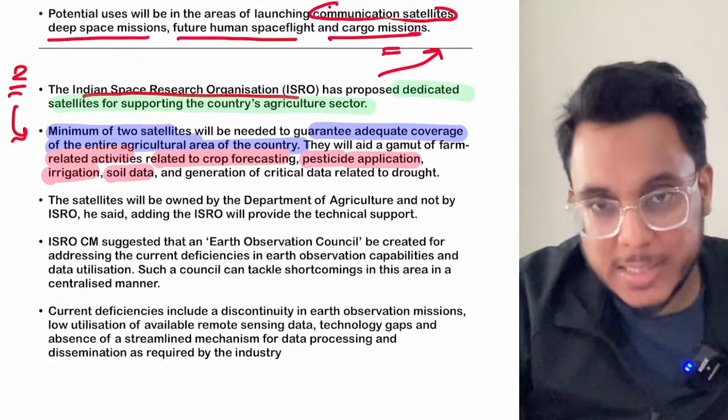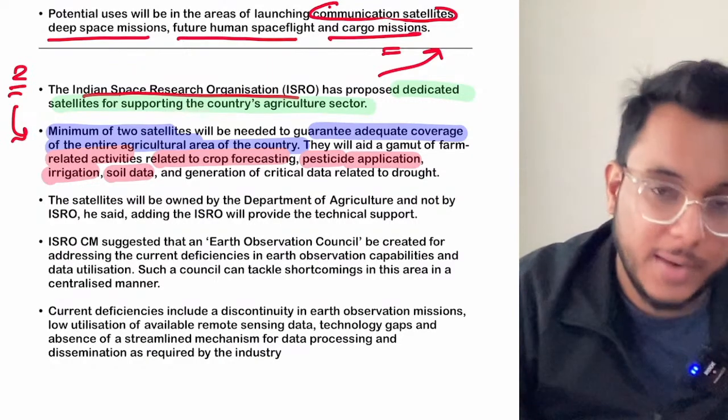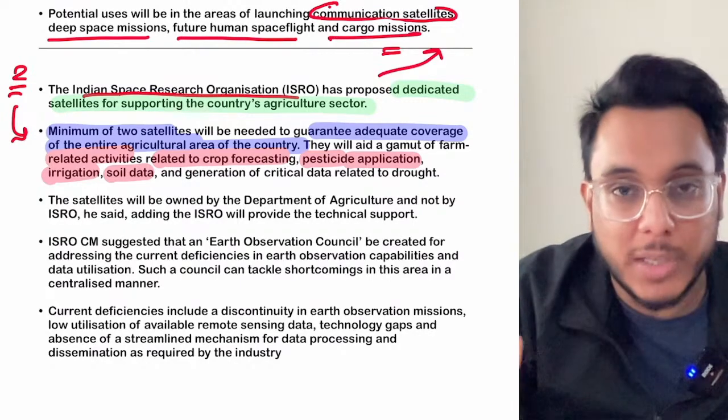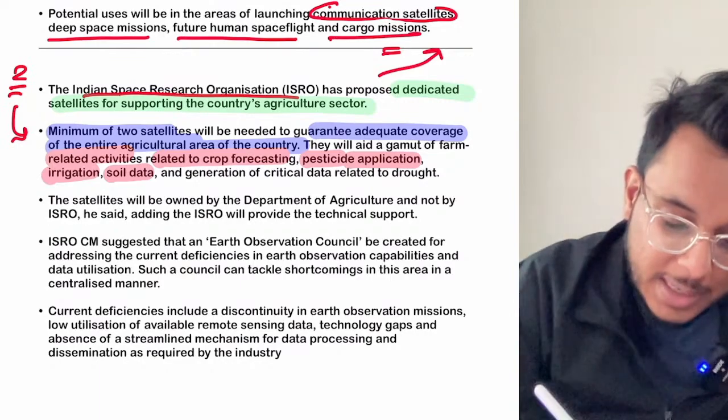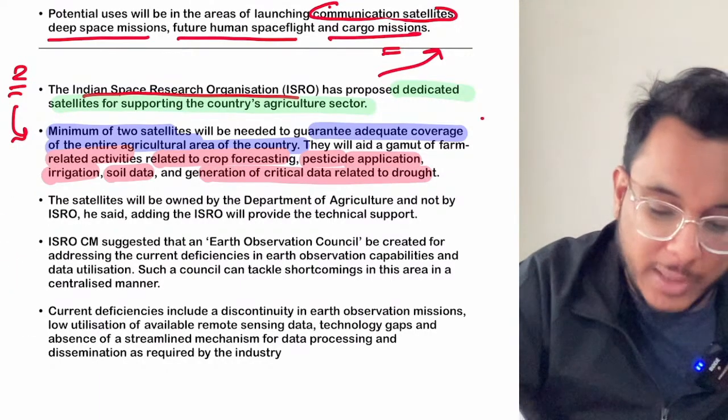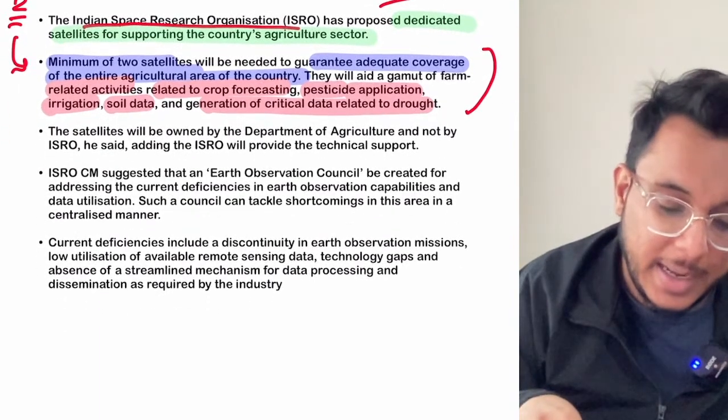Okay, for example, when we talk about the soil, we need to know the fertility of the soil, we need to have the data about the soil, all such kind of things. Generation of critical data related to drought. So all this particular data about the agriculture sector can be provided by the dedicated satellites.